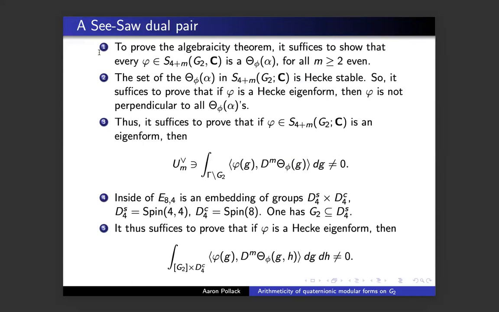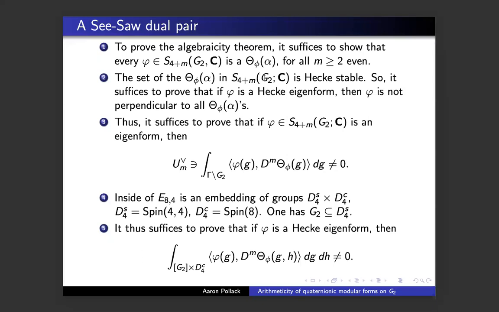So the first thing to observe, and it's quite easy, it's not hard to prove, is that the set of lifts from F4 gives me some subspace of the cusforms of weight 4 plus M on G2, and the subspace is Hecke stable. So that's just an observation one can make. And so I can take a Hecke eigenbasis for this subspace, and extend it to an eigenbasis for all of the cusforms. Okay, so I have this orthonormal basis, if you will, of eigenforms on G2.